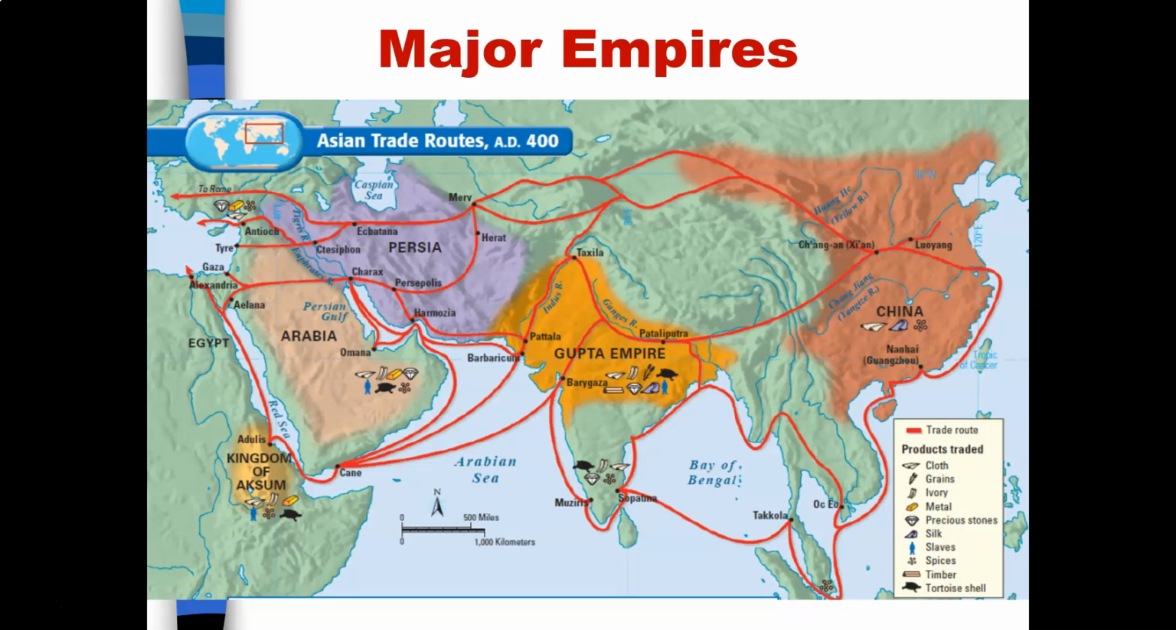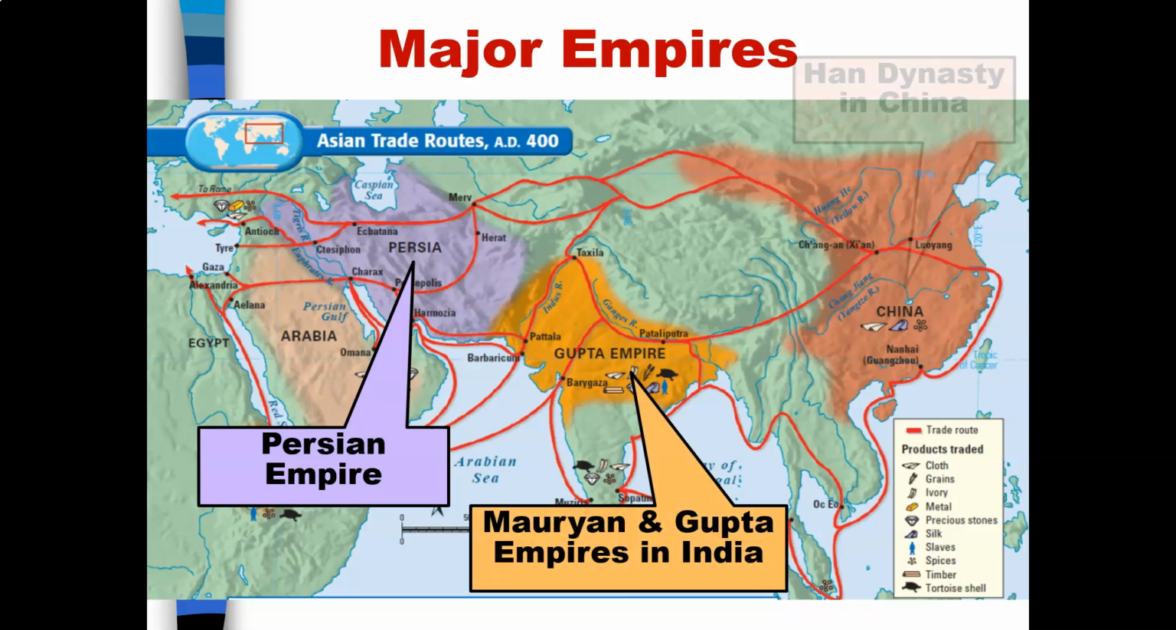Now let's look at the major empires here. First of all, we have the Persian Empire, we have the Gupta Empire, and we also have the Chinese Empire. But I want you to look at those red lines that cross everywhere in China, the Indian part of the world, the Persian part of the world, and it goes all the way to Rome and Africa. Those were trading routes. Trading routes were very important because they connected people. They brought cultural diffusion from China to the Gupta Empire to the Persian Empire all the way to Europe. This was very important. These are the three empires that we're going to be looking at.